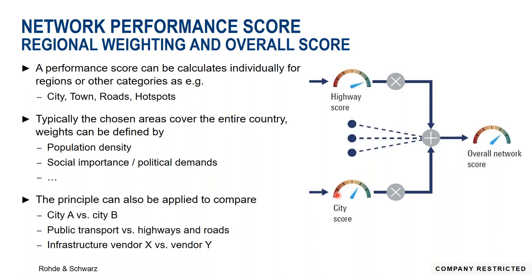Let's say you think Kuala Lumpur is the most important. You want to set it to 30% of all the score, then maybe only 10% for Penang, 10% for Malacca, 10% for Ipoh, or whatever else. All this can be defined by yourself. Then when you add all of this together, you can form the overall network score. This overall network score can be used to compare different network providers to see how they perform, and how they perform in different areas as well, because now you have a different city score or a different region score.